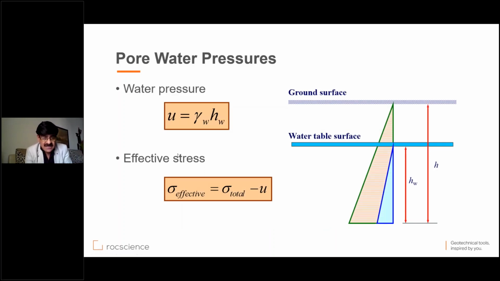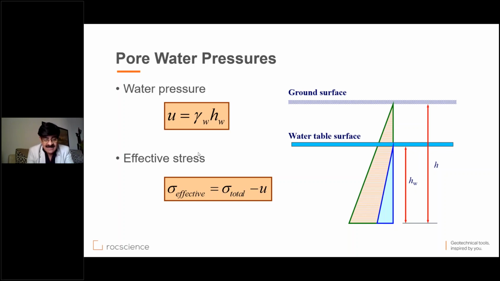Now, how the pore water pressure is defined: take for instance this base here, and the height of water above this base is HW, because that's the water table surface. The pore water pressure because of this would be the height multiplied by the unit weight of water, which is what you see here in this equation. The first equation, U, which is the pore water pressure, is equal to the unit weight of water multiplied by the height of water, gamma W multiplied by HW.